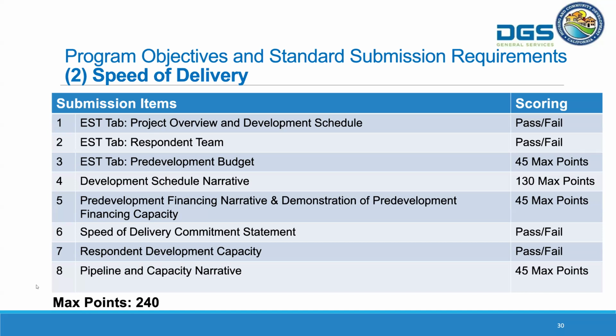Now I'm jumping down to item number 4 on the slide, development schedule narrative. The development schedule narrative is 3 pages or less, where respondents describe potential risks of meeting the proposed schedule and/or assumptions included to meet the proposed schedule. Up to 50 points may be awarded based on the schedule itself, as submitted in the EST tab that we'll preview on the next slide, and its efficiency and reasonableness. Up to 80 points may be awarded based on an awareness and identification of the risk categories, and that feasible mitigation measures are in mind.